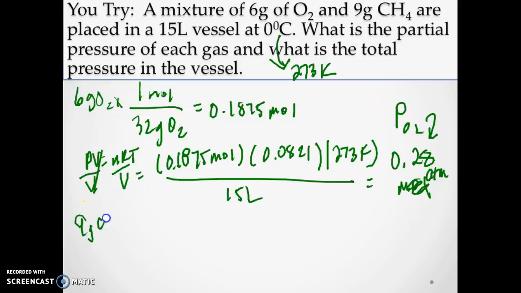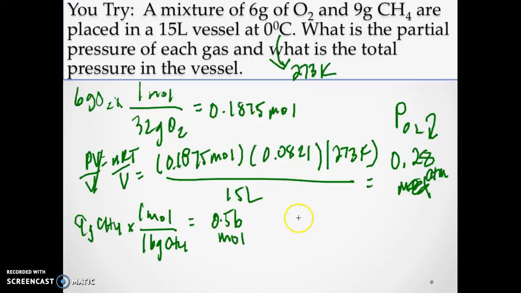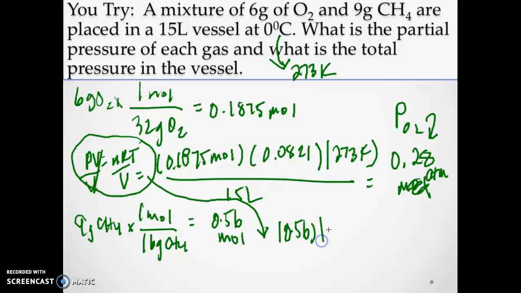9 grams of methane. 12, 13, 14, 16 grams per mole of CH4 according to the periodic table. And that's going to give us 0.56 moles. And now we plug into PV equals nRT. Same equation right here. I'm just going to rewrite it down here. So n is going to equal 0.56. R is going to equal the universal gas constant.